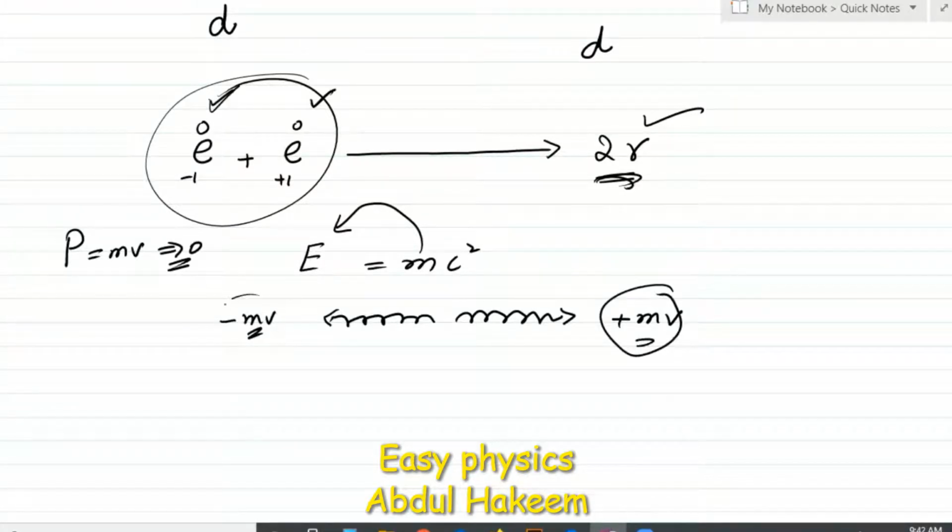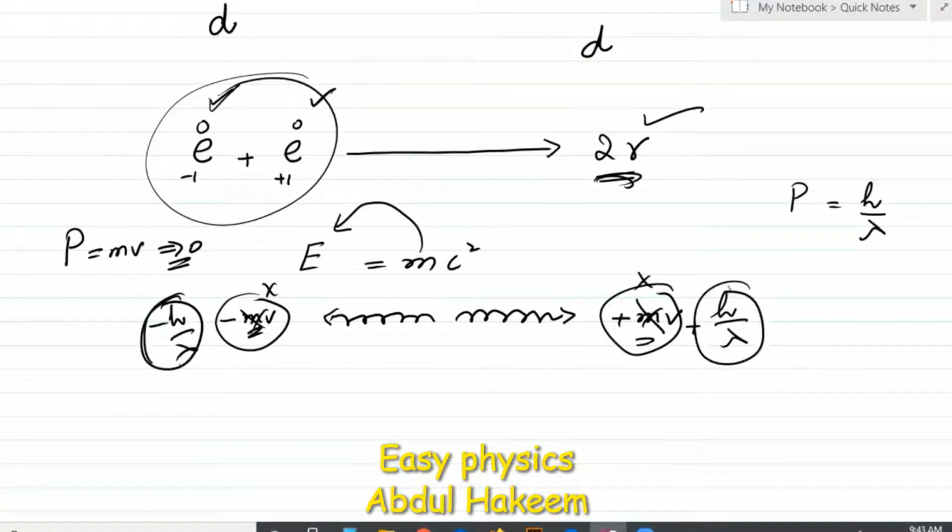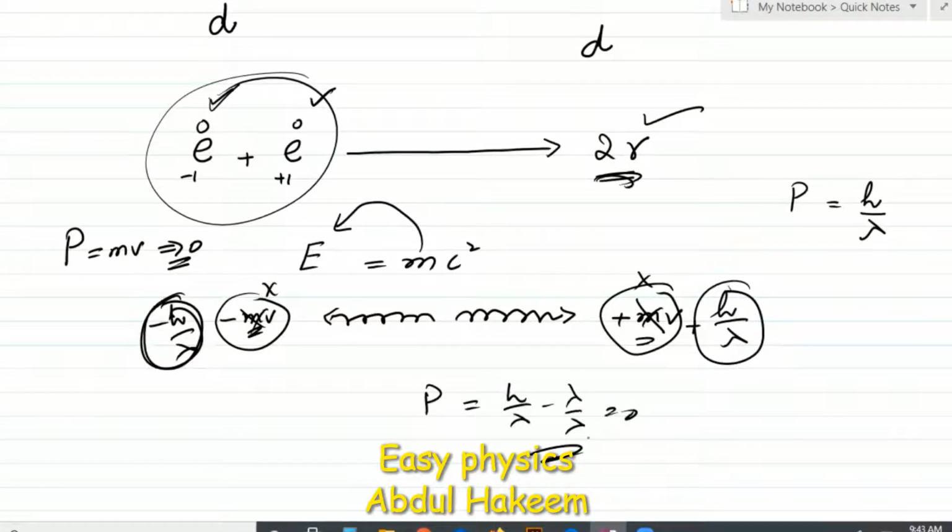But do remember, gamma ray photons have no mass. So we can't write mv and mv. The momentum of the photon is equal to h divided by lambda. So instead of mv, we will write h over lambda positive, and here minus h over lambda. Momentum is a vector. This is positive, this is negative, equal. So the total momentum, the sum, becomes h over lambda minus h over lambda, it becomes 0. So the law of conservation of momentum is valid here.